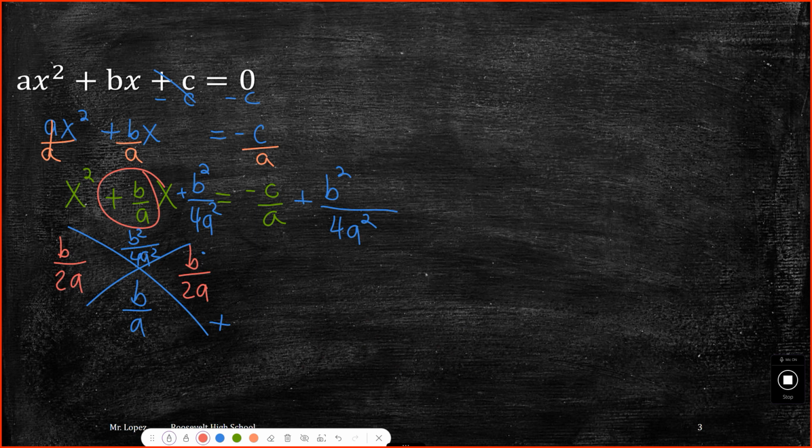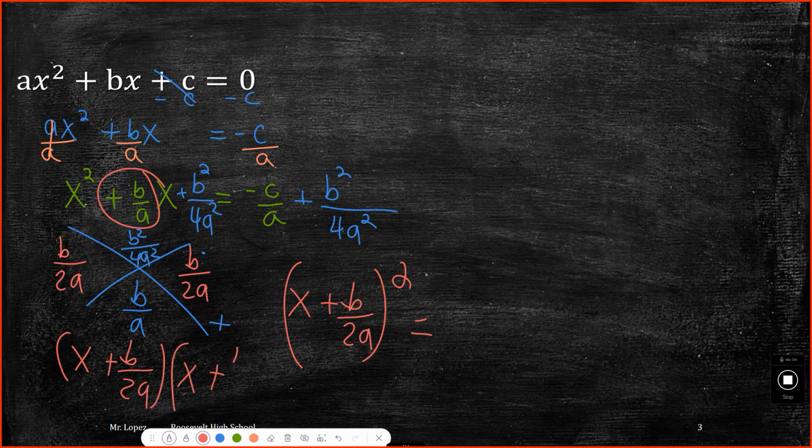So I got x plus b over 2a times x plus b over 2a, so I have two of them. x plus b over 2a squared is equal to, that's what I'm getting on this left side. Because I got two of them, yes or no? I have two of them, no? Yes?